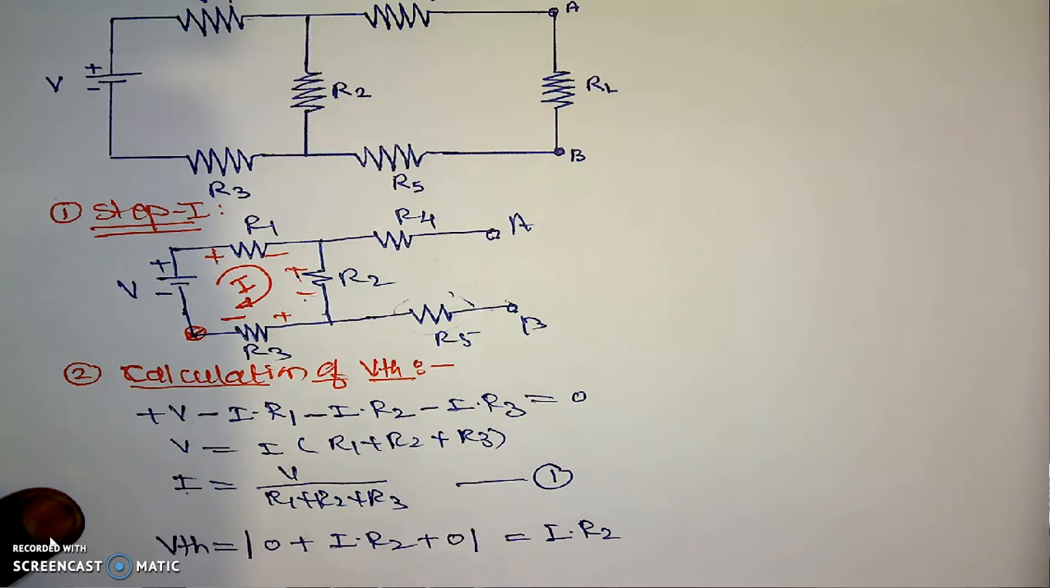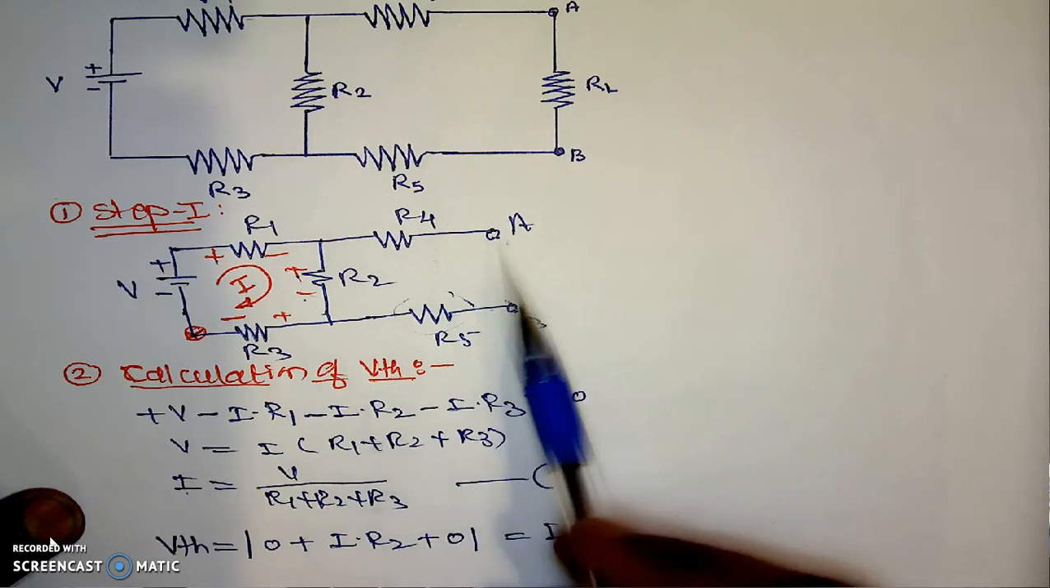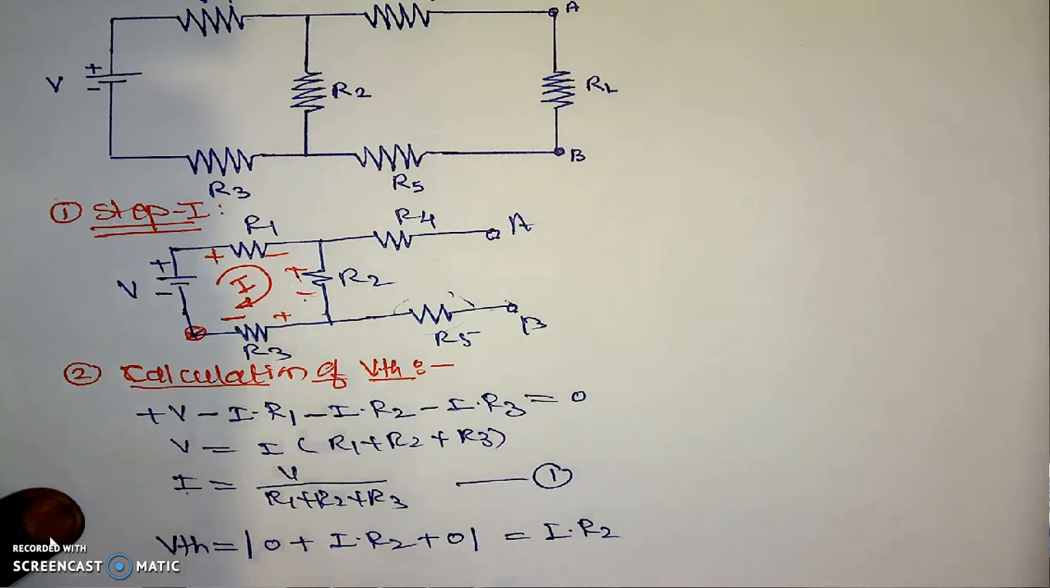Now here, while calculating this value, we can follow any path, maybe this path or maybe this path. Again, the potential will be the same, but we will generally use the shortest path. That is the calculation of the VTH.